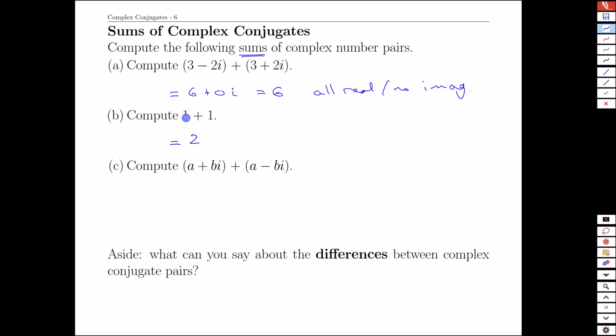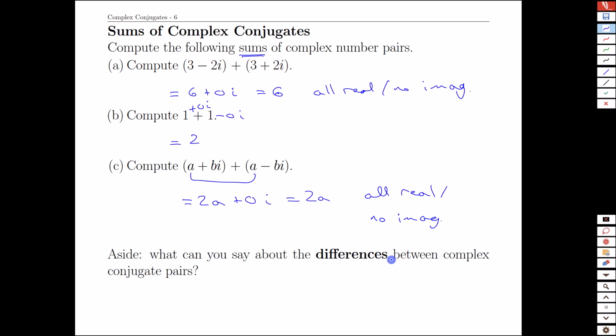Now, the same thing's true here for a simple value like 1 plus 1, remembering that these could be, if we wanted, defined as complex conjugate pairs, again, all real. And in general, if we have a complex conjugate pair, we're going to have a sum that gives us 2a. Then because the sign is flipped for the imaginary components, we're going to have plus 0i, which is just 2a, which again is all real and has no imaginary component. And that was a fun thought experiment.